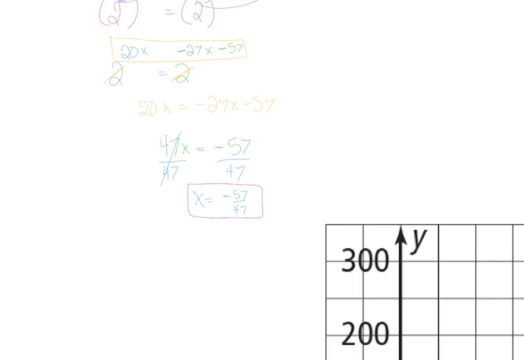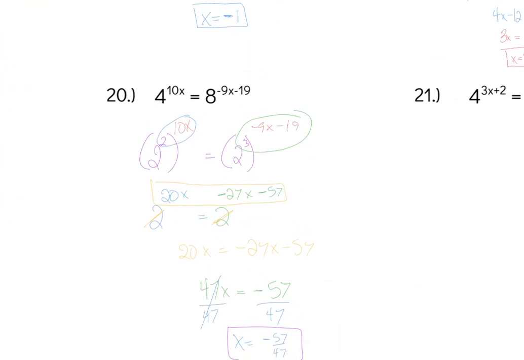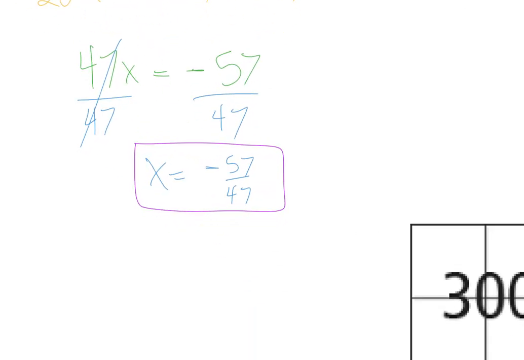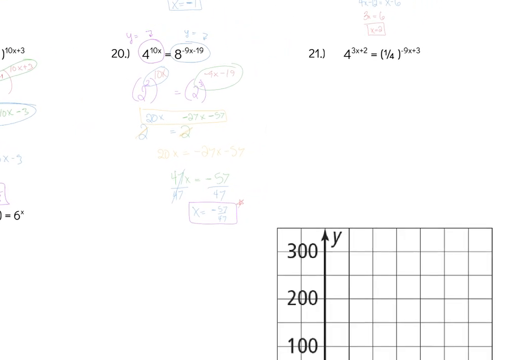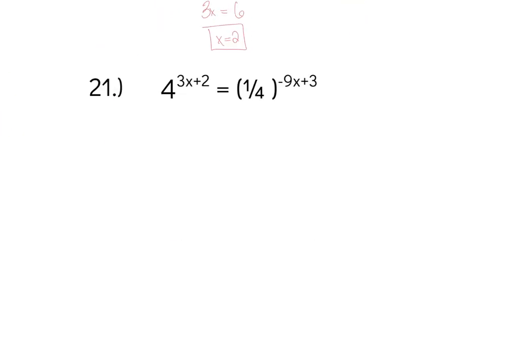And so what I did is I plugged into Desmos the method where you take this side and you do y equals that, and you take this side and you plug it in as a separate function. You plug in that, and they cross at exactly negative 57 over 47. So this is the answer. Sorry that that's so ugly. I will do my best not to make the future ones so ugly.